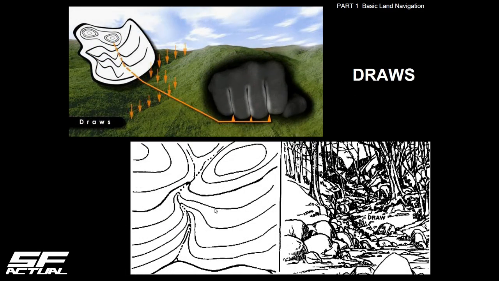Draws, I just mentioned, are the opposite of a spur, where all these right here are spurs on both sides. This is a draw. Sometimes you'll have to cross draws. Sometimes you might actually have to get in a draw and navigate through it.